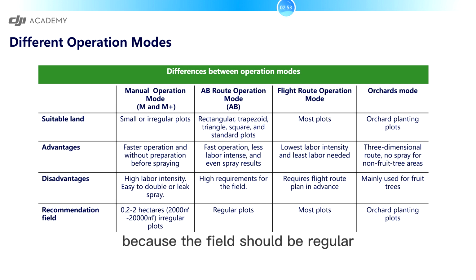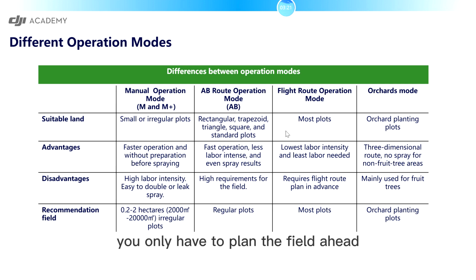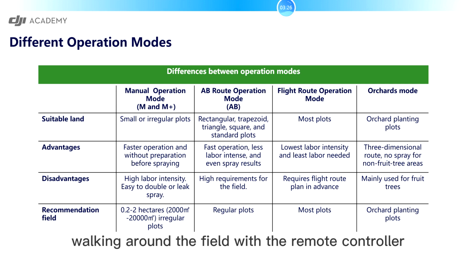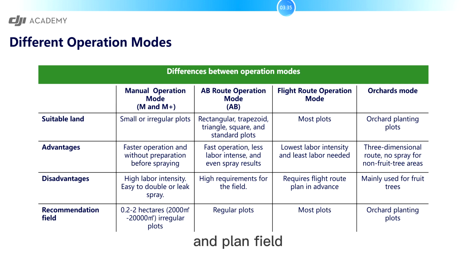The disadvantage of this kind of operation mode is that it has a high requirement for the field because the field should be regular. And I think for many people, they like flat route operation mode because it is suitable for most of the plots. For example, if the field is irregular, you also could use the flat route operation mode. You only have to plan the field ahead, walking around the field with the remote controller or with the aircraft to fly around the field and plan the field.